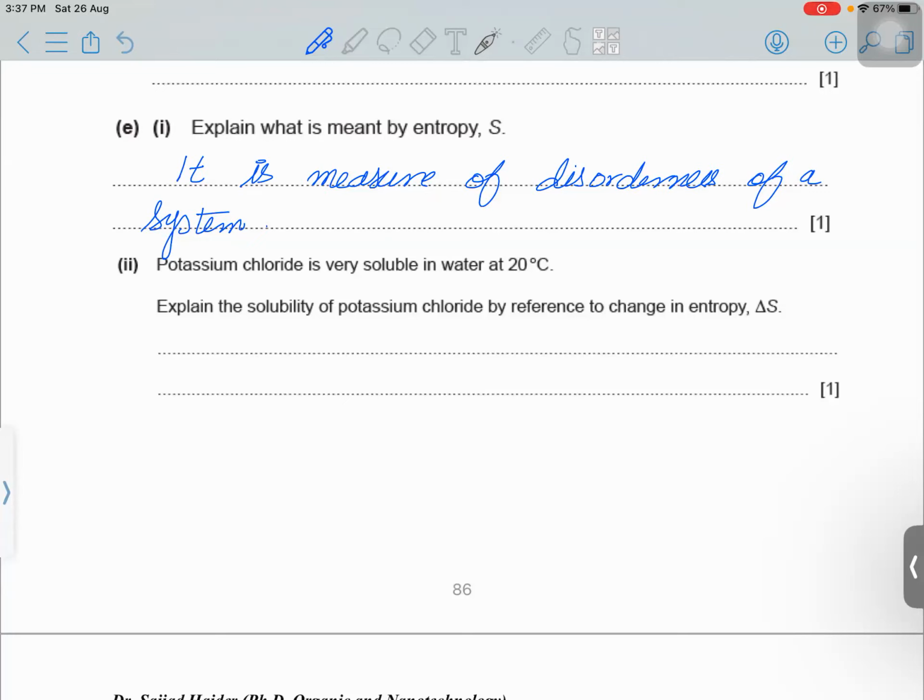Okay, now read the question of the second part. Potassium chloride is very soluble in water at 20 degrees centigrade. Explain the solubility of potassium chloride by reference to the change in entropy delta S. Yes.